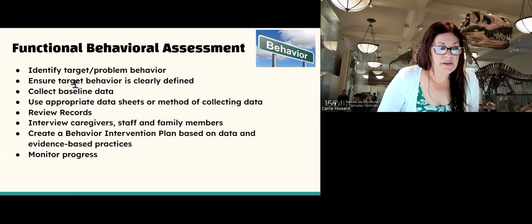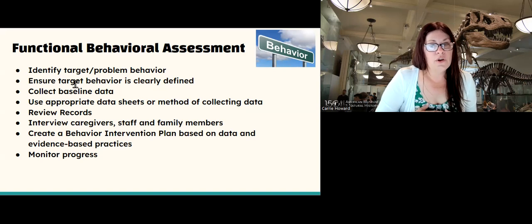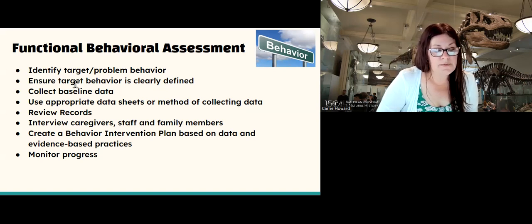Some other methods that you want to employ when you're doing a functional behavior assessment is review of records. Can you go into his IEP, or can you talk to family members or caregivers or staff members to find out when this behavior is occurring, how long it's been occurring? So you can do interviews on top of data collection methods.